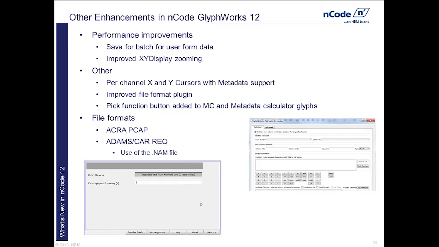And we've continued to add file format support. In this version we've added an ACRA PCAP format, a bus type structure format used in the aerospace industry, and also support for an Adams car format. We've supported the Adams rec format, the output from Adams, for quite a long while, but Adams car adds an extra file to this with more information on the data, more metadata. So we now have support for that as well, so it can be picked up and add more detailed channel information.